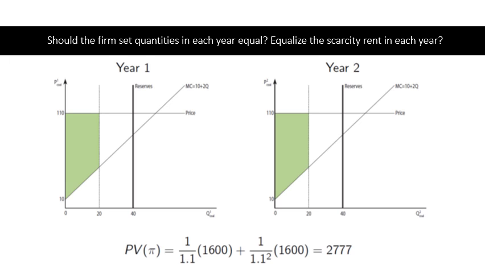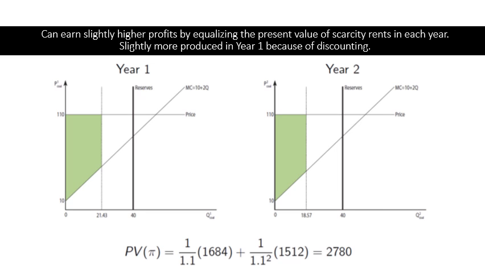But this doesn't account for discounting, right? We value the production in year 2 slightly less than we value the production in year 1 due to the discount factor. And so we can improve upon this just slightly by increasing our production a tiny bit in year 1 relative to year 2. So let's look at that. We can earn slightly higher profits by equalizing the present value of scarcity rent in each year, with slightly more produced in year 1 because of discounting. So now we've gone up a little bit in profits by producing, instead of equal amounts in year 1 and year 2, slightly more in year 1 than in year 2.